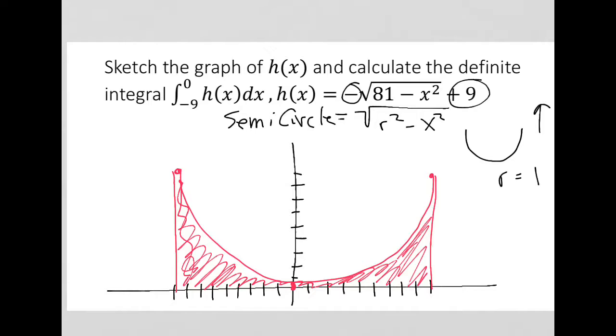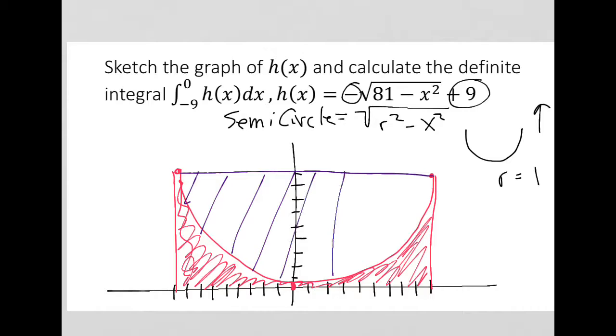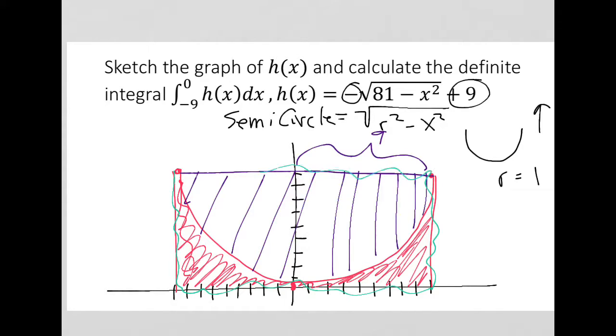I could figure out this purple area right there, because that is a semicircle with a radius of 9. And I could then subtract that from the entire rectangle right there to figure out that pink area. So again, I'm going to say squiggle green minus squiggle purple equals squiggle pink. And so let's crunch those numbers.